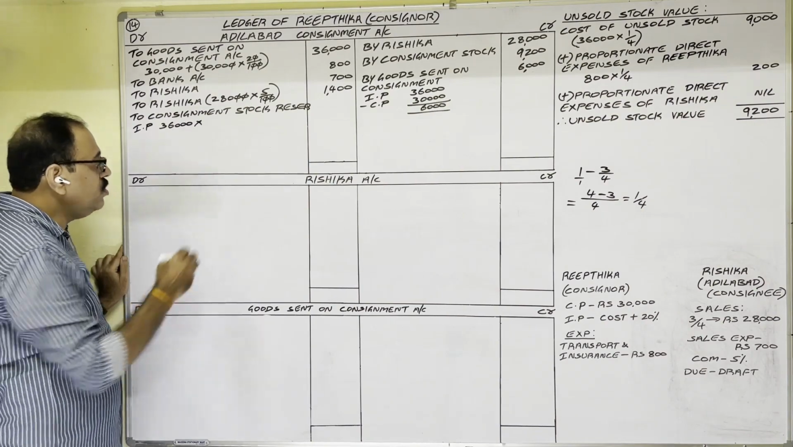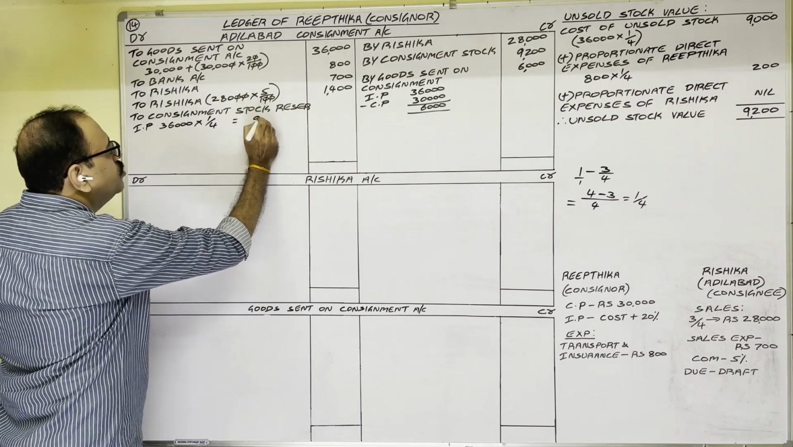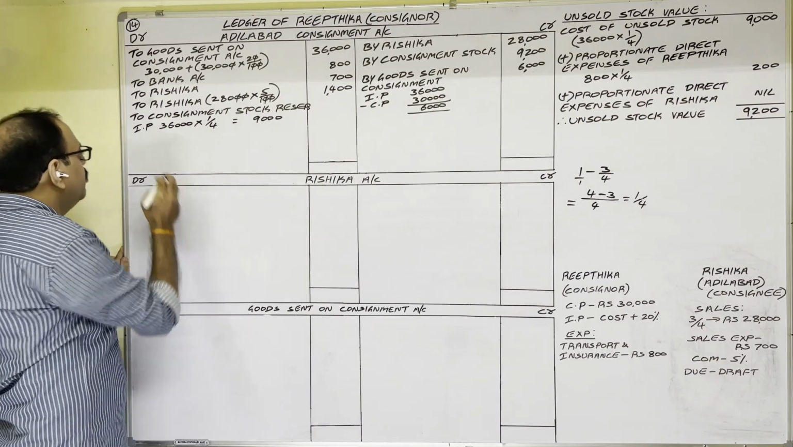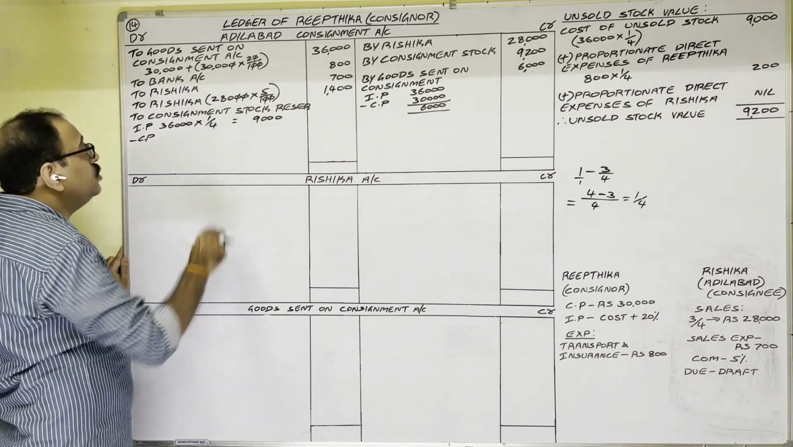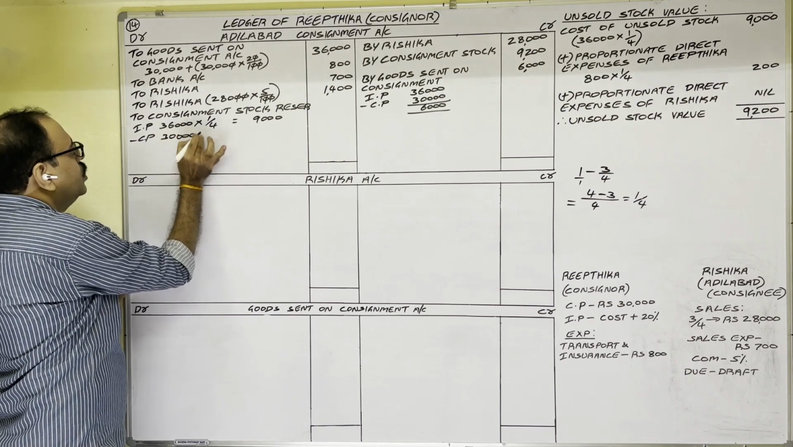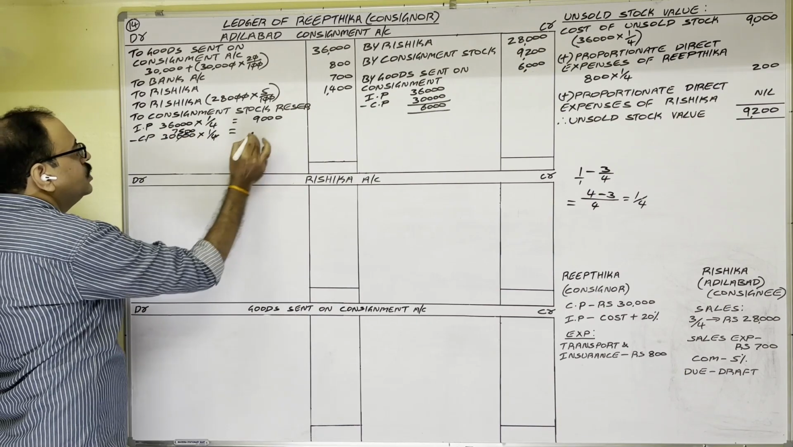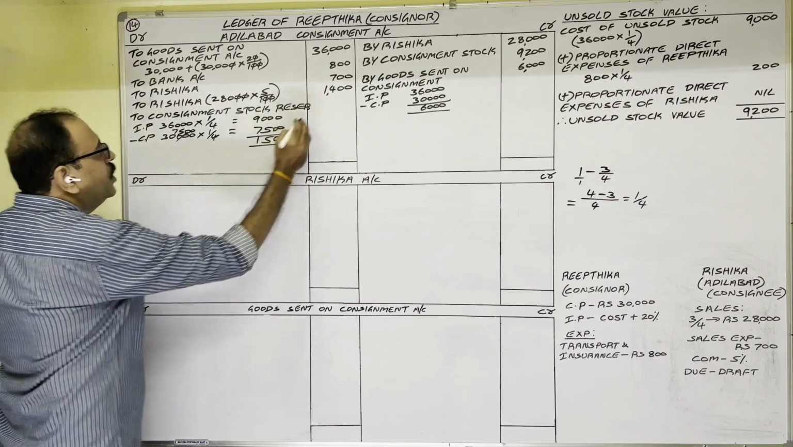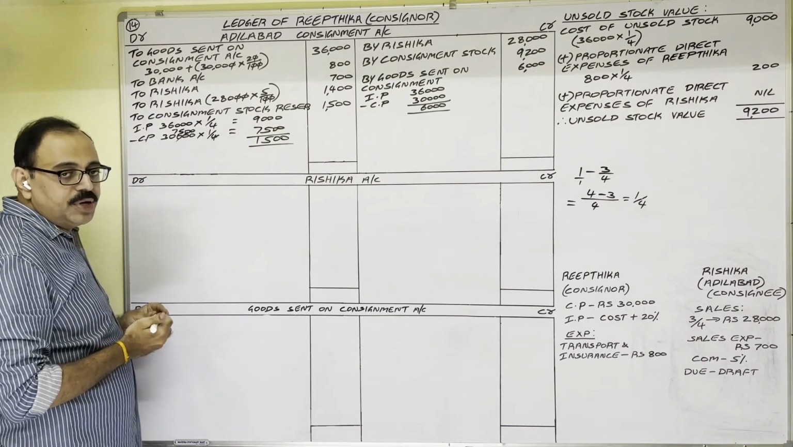Unsold stock is 1/4 now. So 36,000 into 1/4 gives 9,000. 9,000 is the invoice price of unsold stock. Minus the cost price of unsold stock. Total goods cost price is 30,000 rupees, so 30,000 into unsold stock 1/4 is 7,500. Then the difference, 1,500, is the loading in unsold stock. So all adjustments are completed.